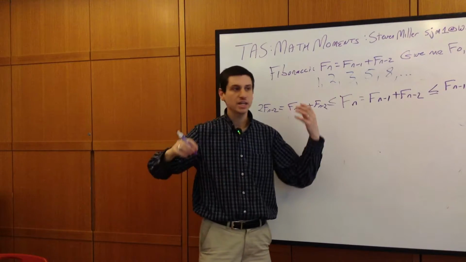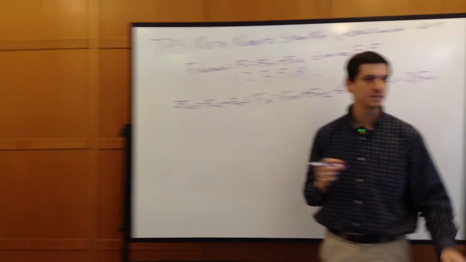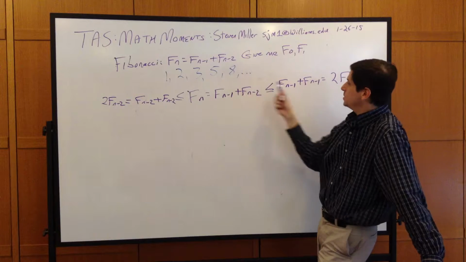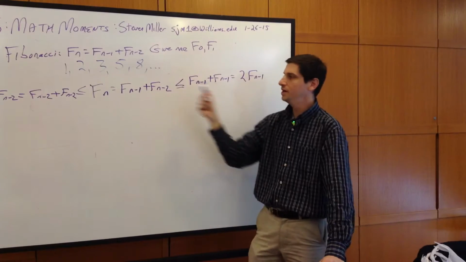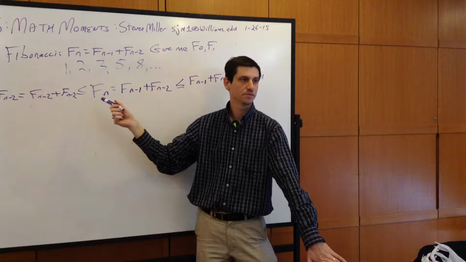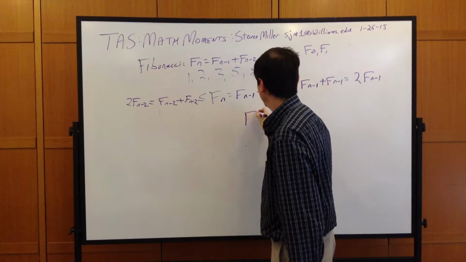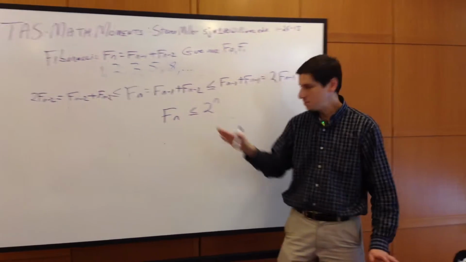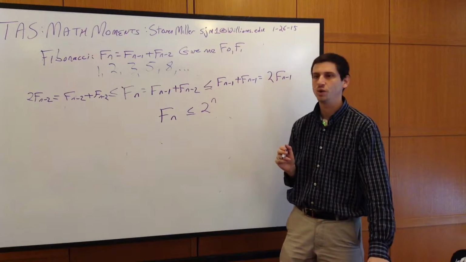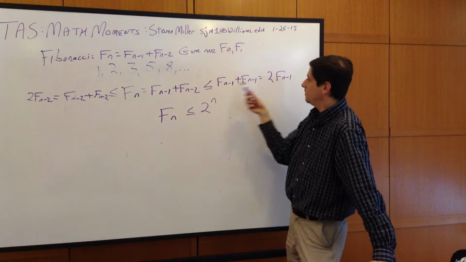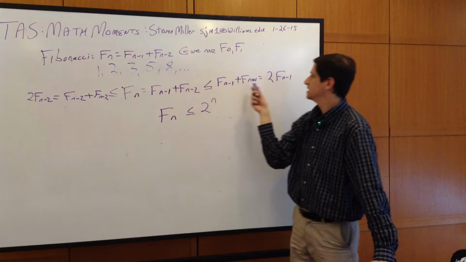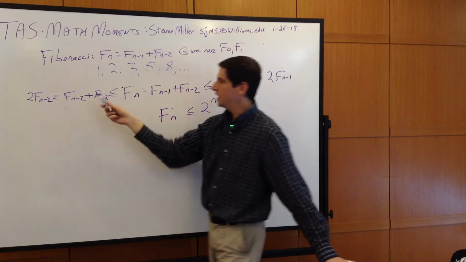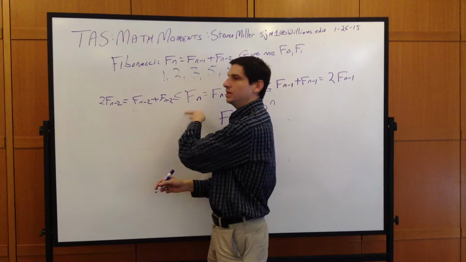By doing this, I can get a quick sense of how quickly this series grows without a huge amount of detailed analysis. So if I do it this way, every time I increase the index by 1, my Fibonacci number at most doubles. So from this part, I get that Fn is growing slower than 2 to the n. Or maybe there's a constant in front of it, but defining things as 1, I should be okay. And the reason is, every time I increase my index by 1, Fn is less than or equal to twice Fn minus 1.